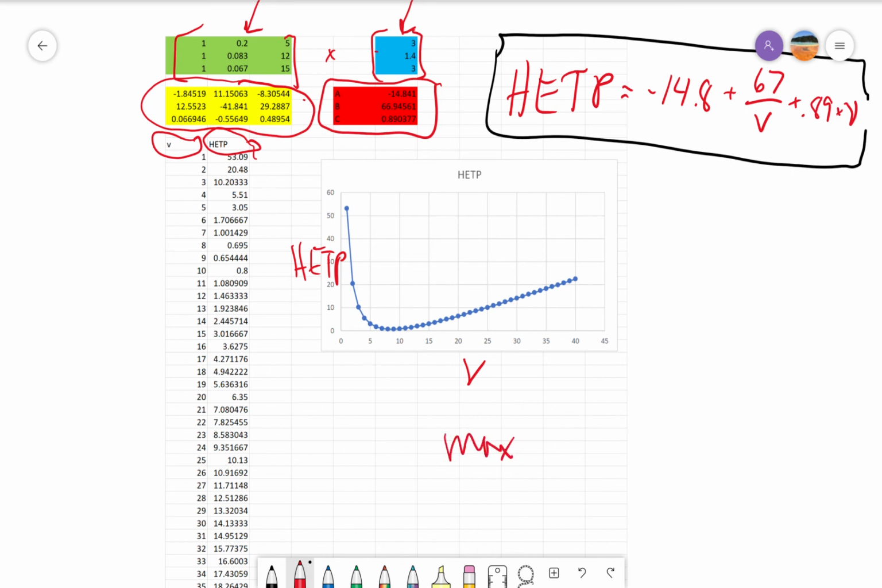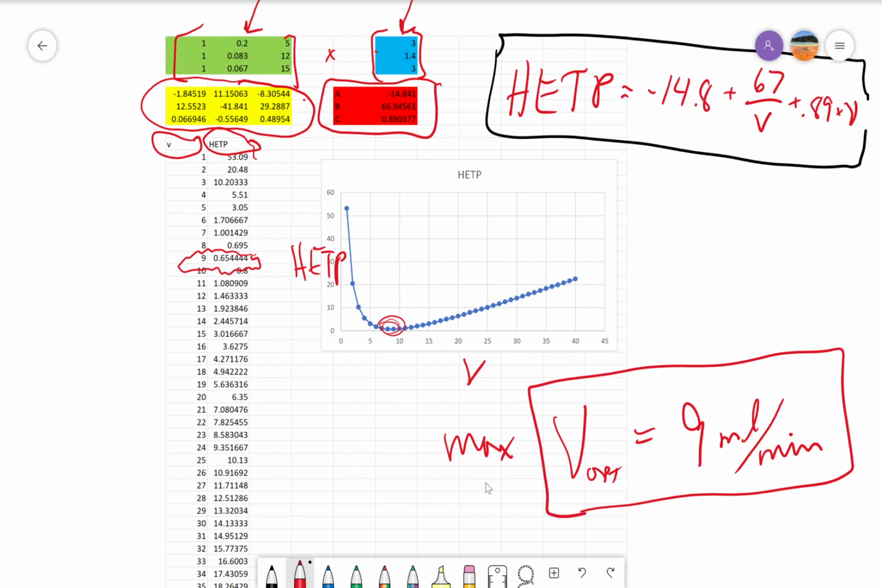Maximum resolution is going to occur at the minimum HETP. You can see from here it's going to be in this area. That flow rate is going to give us the best possible resolution because it will maximize the number of equilibria. Or you can simply look over here and see that the minimum HETP, or maximum resolution, so V optimum for this particular column is 9 milliliters per minute. And at that flow rate, we are going to have the optimal resolution.